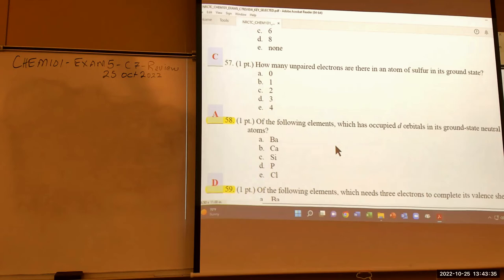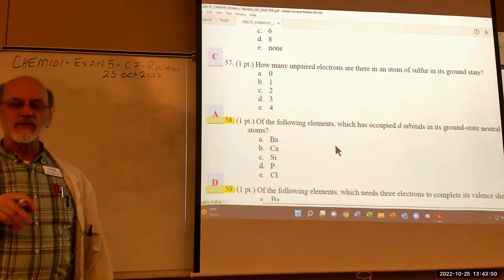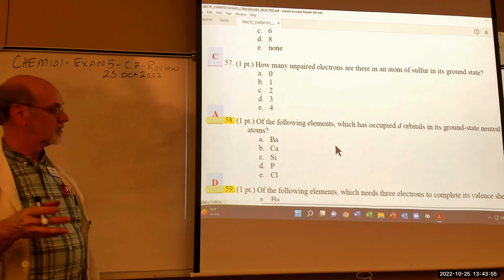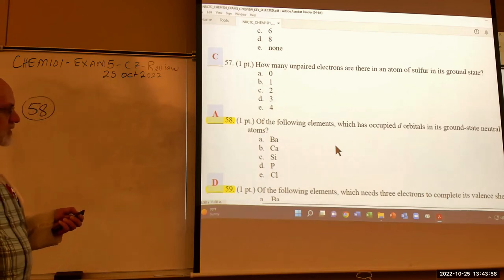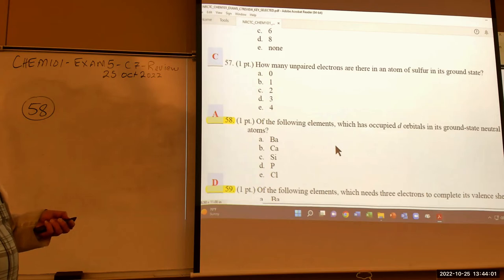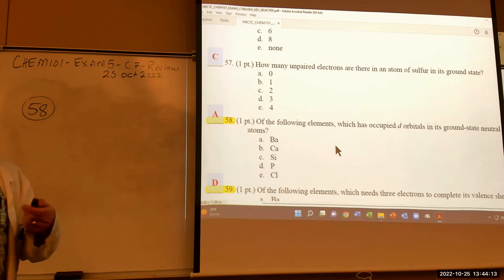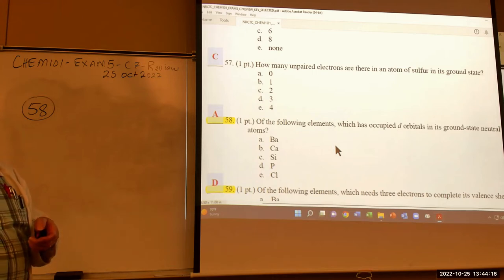Of the following elements, which has occupied d orbitals in its ground state neutral atom? Occupied d orbitals. Right. So for 58, how do you answer that one? What elements are being constructed with d orbitals? Transition elements. So you look for any of these that are transitions. Oh, all right, that's a tricky question. Just which ones have occupied d orbitals? We don't have to be filling them at the time, but do they have occupied d orbitals?